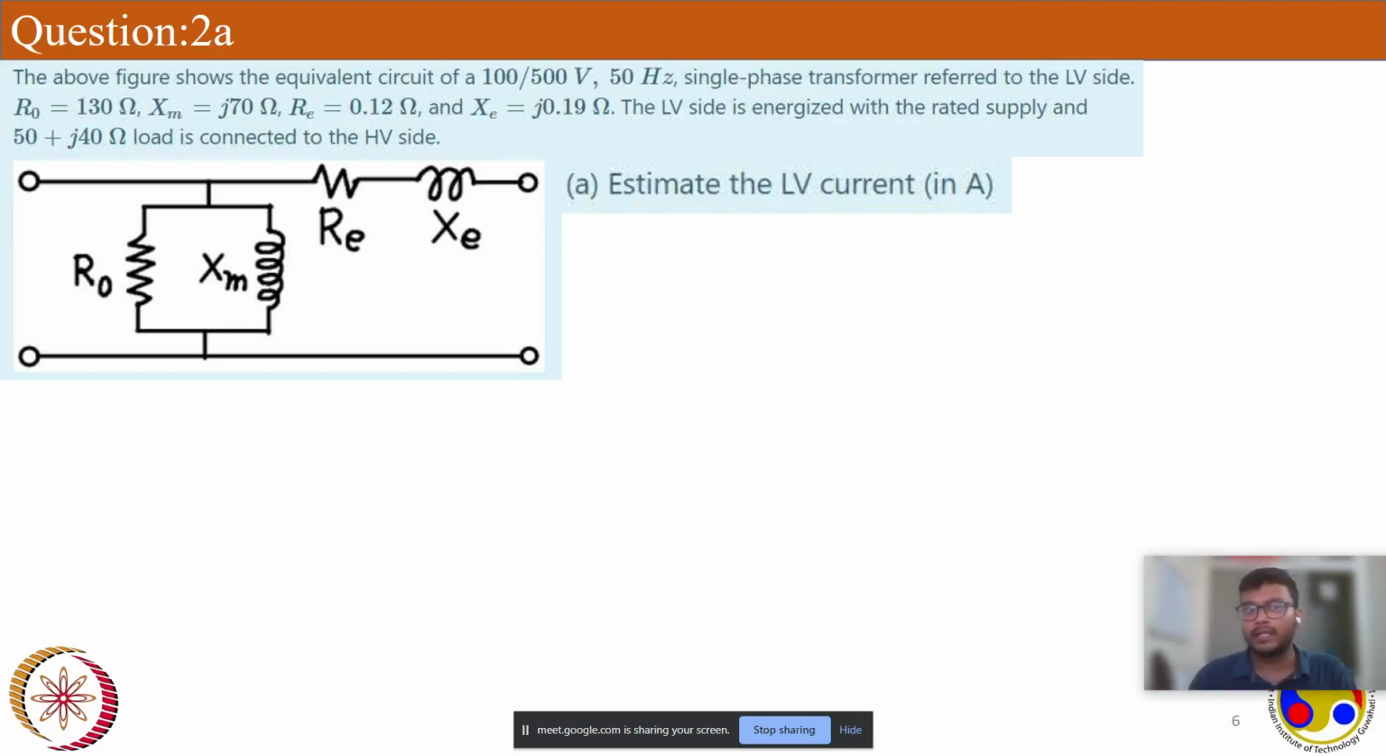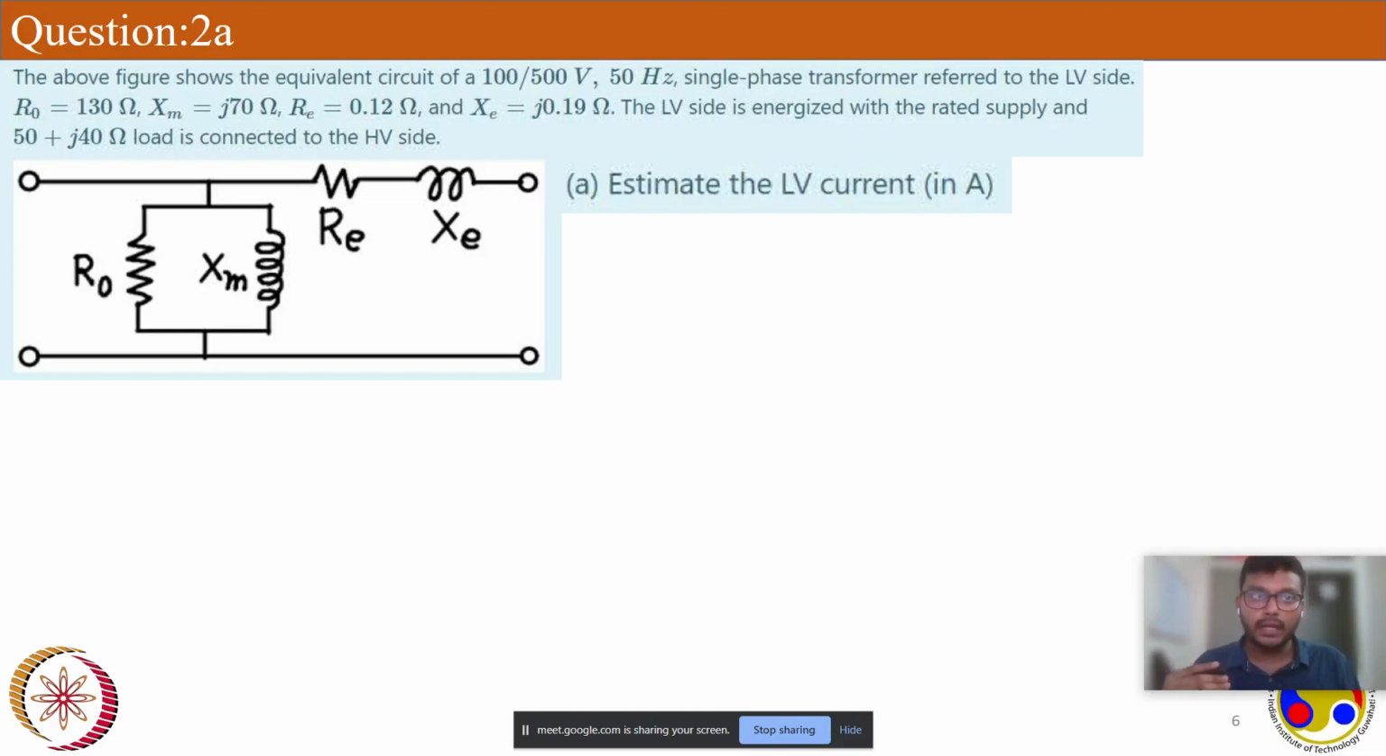Now, here we are provided with an equivalent circuit which is already referred to the LV side, and there is a load at the HV side, that is an impedance. Now we were asked to calculate the LV current. So first, we will refer that load side impedance to the primary side, LV side. There is no primary, secondary, we will call it LV, HV. Now we will refer that HV side impedance to the LV side, and then we will solve for the LV current. So I hope you understood.